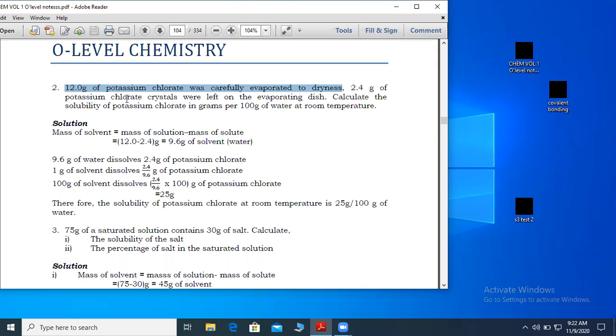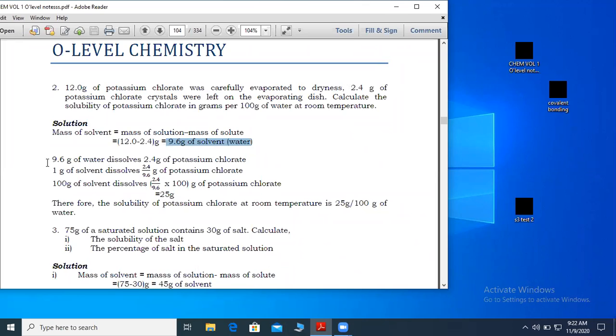So that means the mass of water alone will be 12 before evaporating. You subtract 2.4 after evaporating, and that will be the mass of water. So you have now the mass of water or solvent as 9.6, and you also have the mass of the salt as 2.4. And you follow our procedure to get the solubility now.